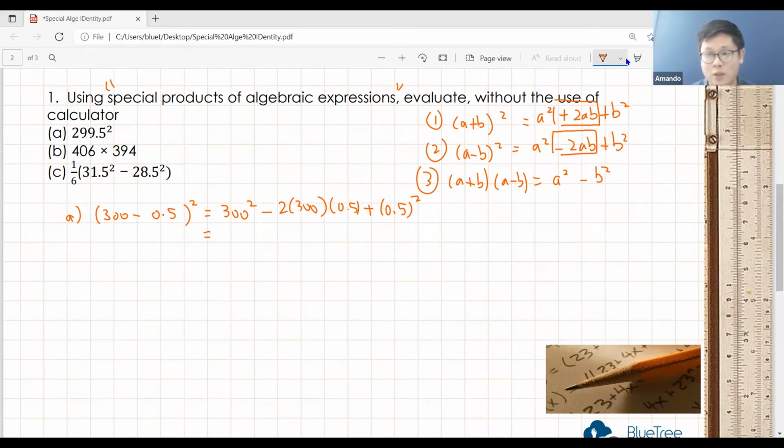So 300 squared, you don't have to really memorize how to do 300 times 300. You can just use the calculator to help you, right? Or maybe you can work it out without the calculator and use your calculator to check the answer. And basically, 2 times 0.5 will just be 1. So you're only left with 300 in the middle. And for the ending here, (1/2) squared is just 1/4, right?